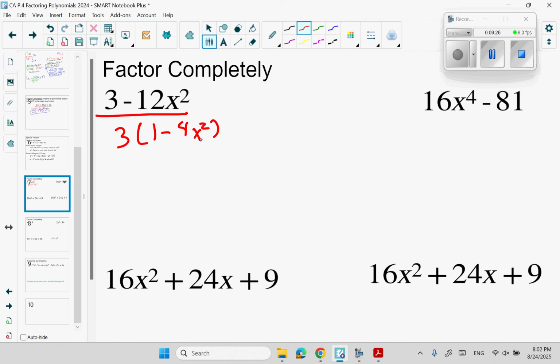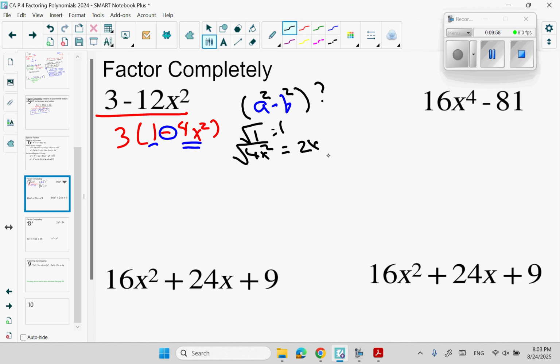Anytime I have two things, or two terms, excuse me, in this case 1 and negative 4x squared, especially if I see a minus in between, anytime I see this, I'm looking out for if they're perfect squares or not. And in this case, I would look at each number. Does 1 have a perfect square root? Of course, it's 1. So the square root of 1 is 1. And does 4x squared have a perfect square root? Of course, that'd be 2x.